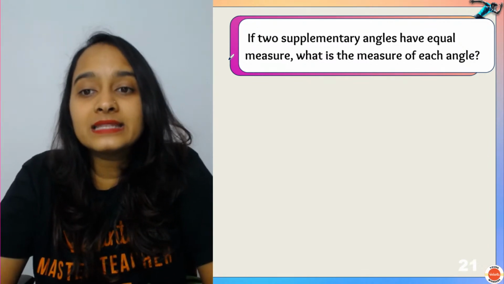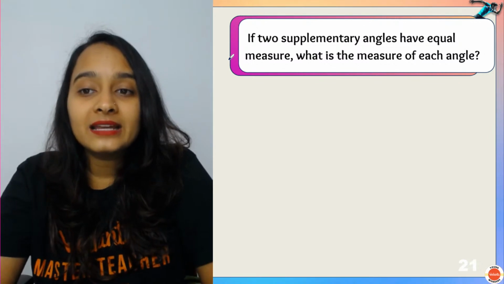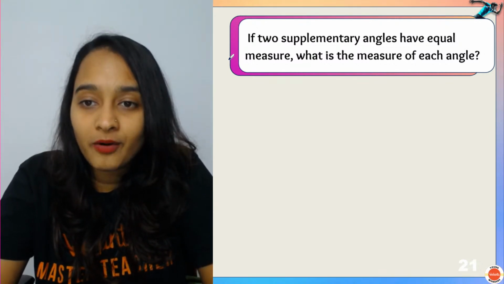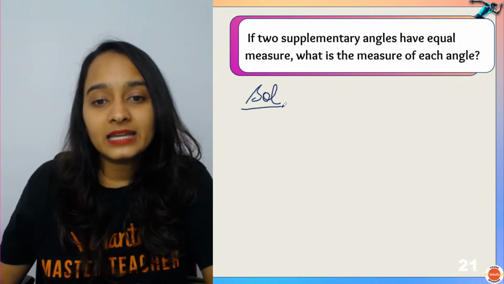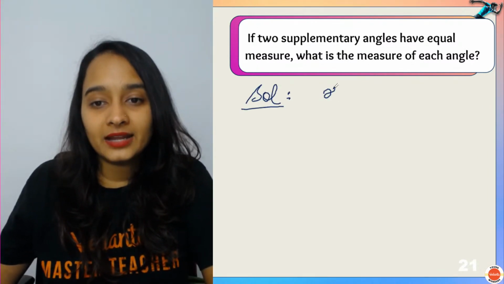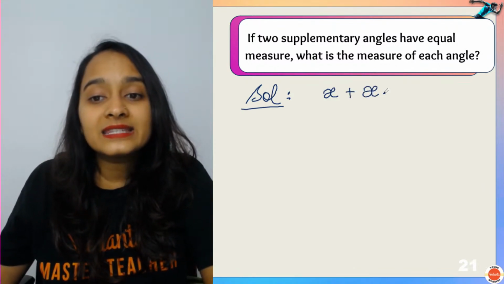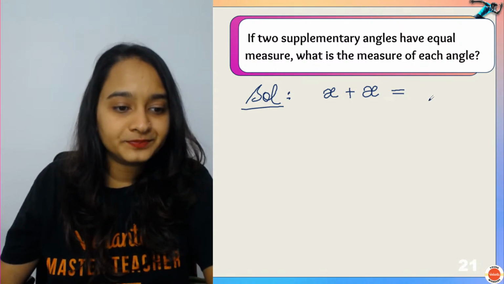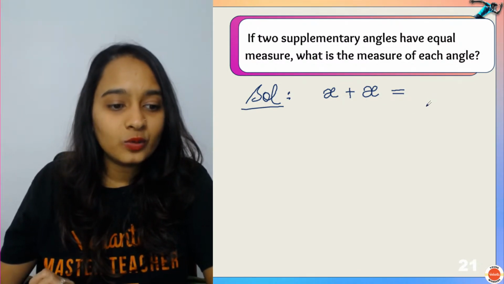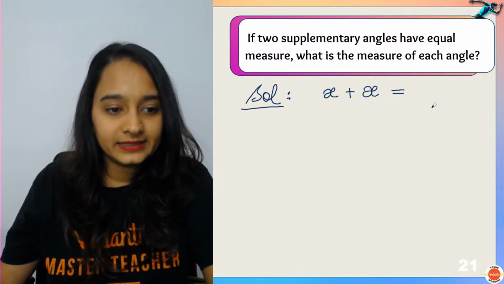If two supplementary angles have equal measure, what is the measure of each angle? What are they telling? That two supplementary angles are equal to each other. So since they are supplementary, they will be equal to what? Can somebody tell me? X plus X is equal to what? Thank you, Jyoti.